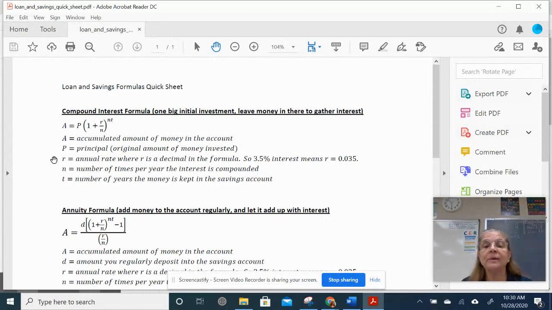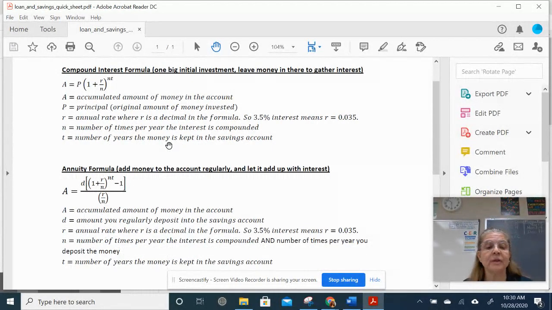And T is always time in years. That can be a little tricky because if you decide to deposit money in only for 9 months, the T would be 3/4 of a year or 0.75. So just remember T must be time in years. So if it's a lump sum, you use this top formula. You're always going to be allowed a reference sheet.